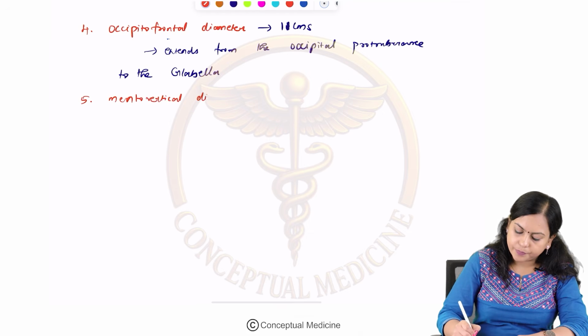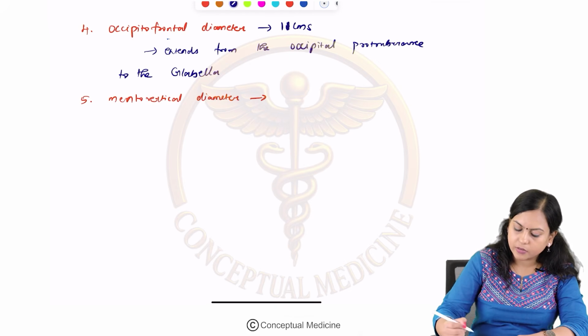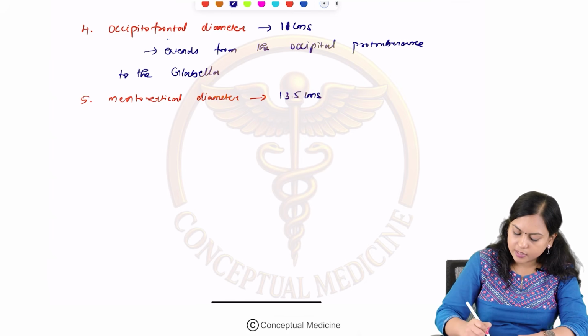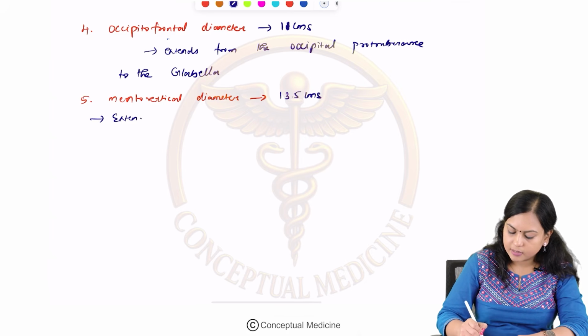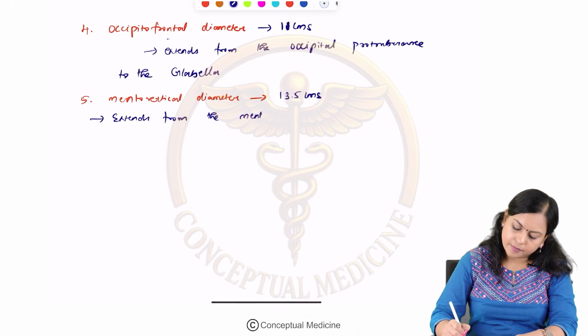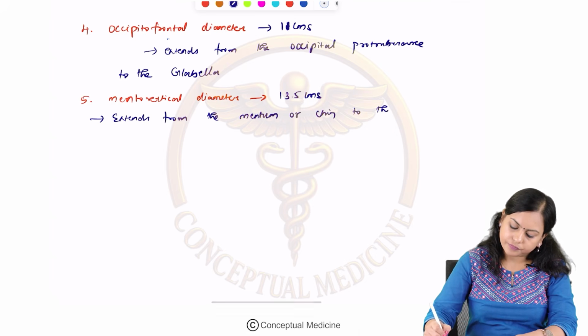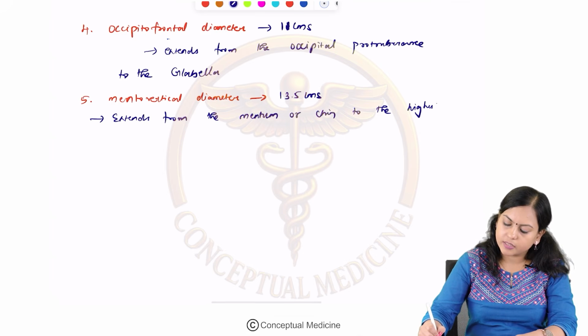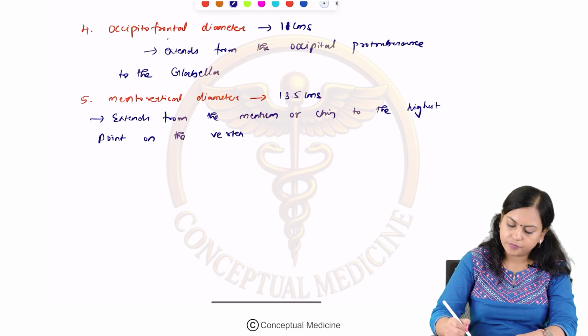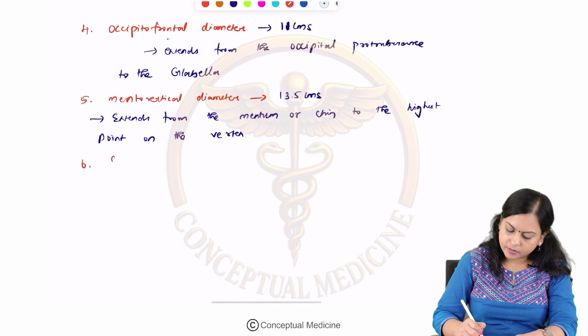Next diameter is the mento-vertical diameter. So, mentum means it is the chin. Okay. So, this measures around 13.5 centimeters and it extends from the mentum or chin to the highest point on the vertex. Okay.